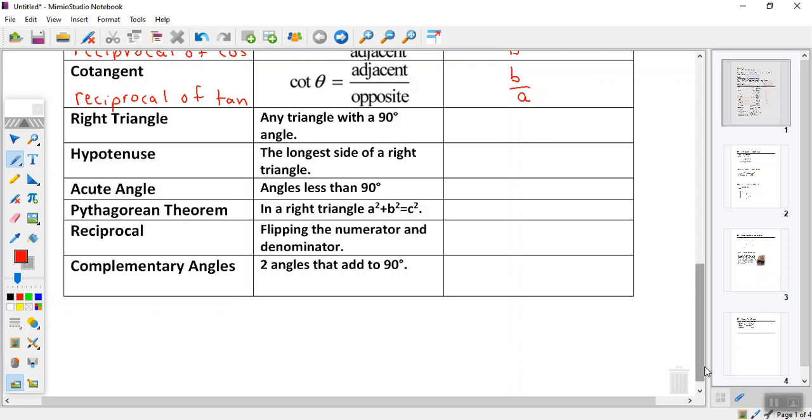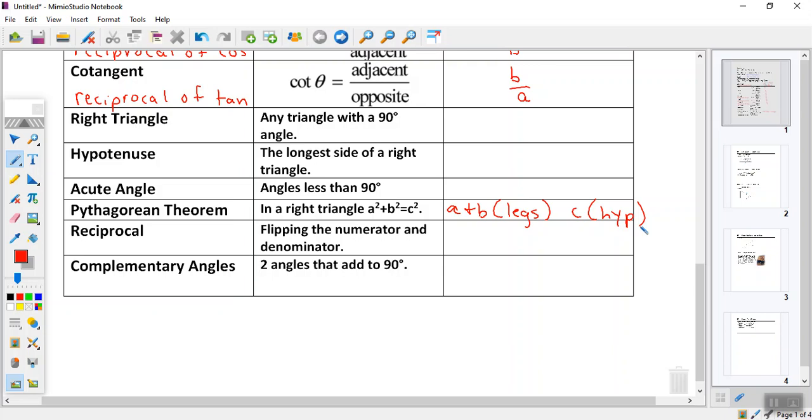Acute angle, any angle less than what? 90 degrees. Pythagorean theorem, in a right triangle, a squared plus b squared is what? A and b are my what? They are the legs. C would be the hypotenuse there. Yep, I'll abbreviate there. I'll get out of the way so you can write that. Reciprocal, we already talked about that, is flipping the numerator and what? Denominator.